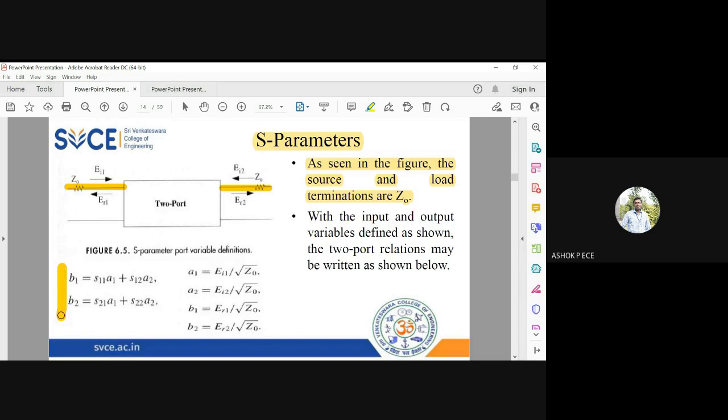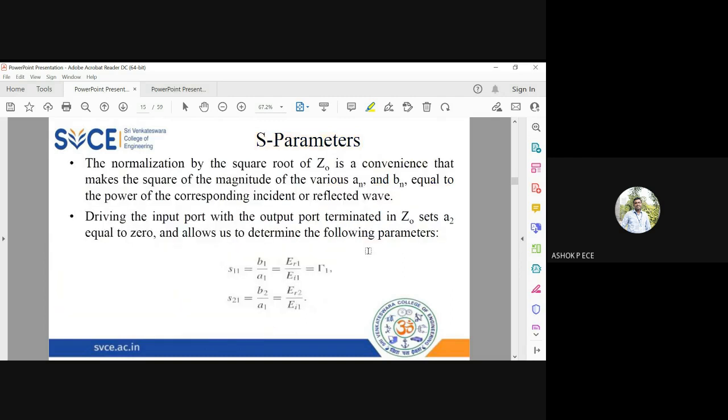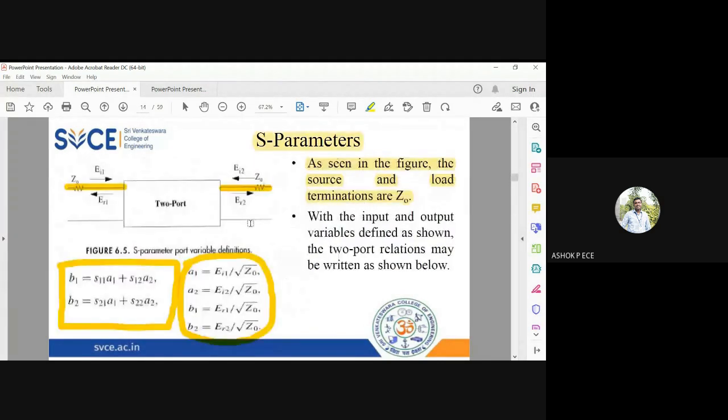And this is going to be the S parameter equation. B1 equal to S11A1 plus S12A2, B2 equal to S21A1 plus S22A2, and the A1, A2, B1, B2 relations are given here. And remember, all the B's are going to be the reflected values, and A's are going to be the incident values. So A1 is incident, B1 is reflected. A2 is incident, B1 is got. A1 is incident, B2 is got. A2 is incident, B2 is reflected.